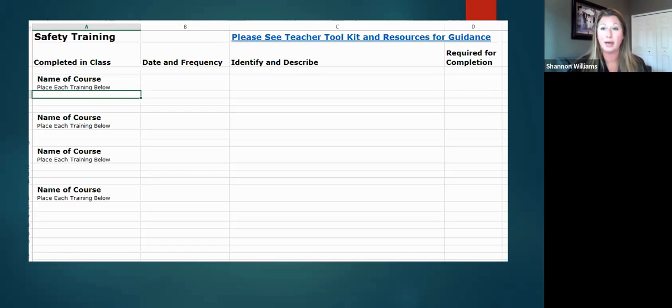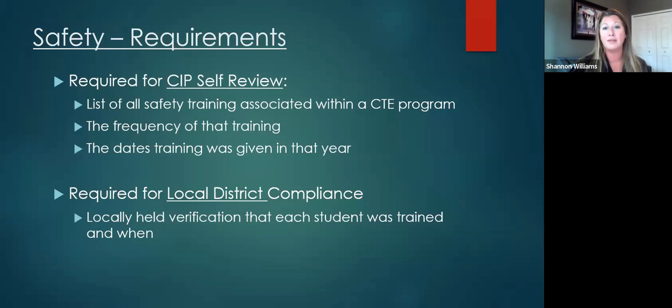And if you already have a list that you like, you can use that. But just know the things that need to be on there. I'll go back to this: a list of the specifics of what the training is, with a description, how often you do it, and the date it was done that year. So at a minimum, those are the things that need to be on your program list.